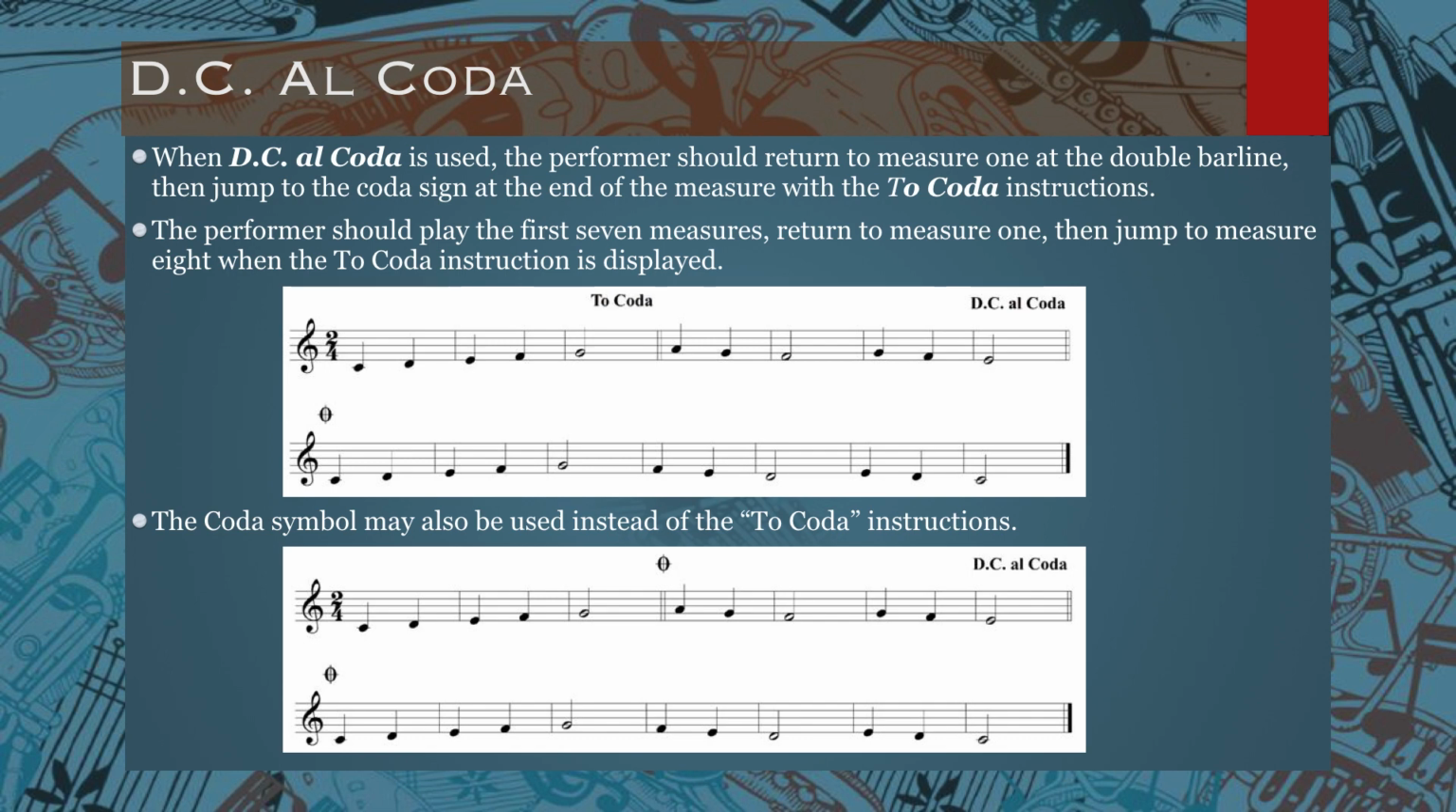Instead of writing to coda, as you see in the second example, they just use the coda sign in both instances. It's just a simpler way of showing where you jump. So if you see that DC al coda at the end of the 7th bar, you go back to bar 1, you play the first 3 bars, and you'll either see the text that says to coda, or you'll see a coda sign. And that coda sign indicates where you should jump to the end of the piece.